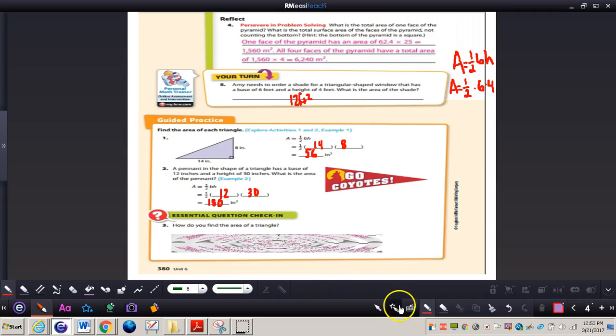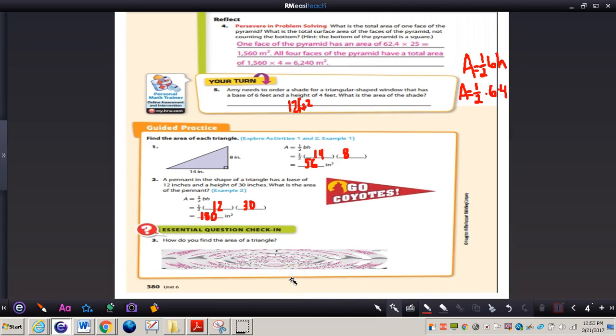Now, wrapping up the video, we have how do you find the area of a triangle? And we can see that you use the formula area equals 1/2 times the base times the height. You want to substitute the known dimensions into the formula and solve the equation.